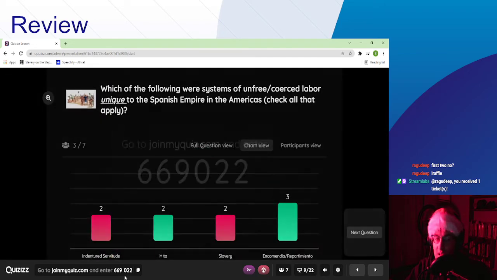Dope. Yeah, we got the mita, and then we have the encomienda, right? The mita and the encomienda. At least some of us got that.